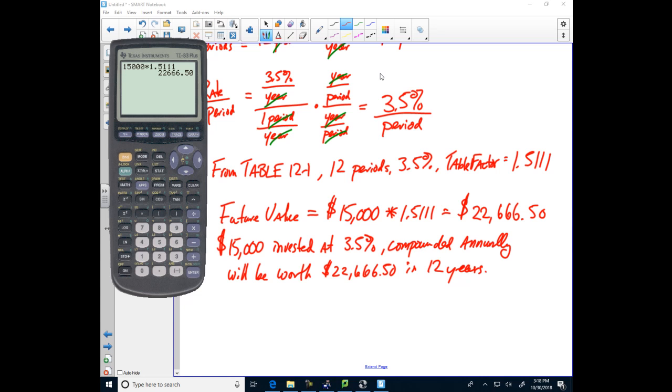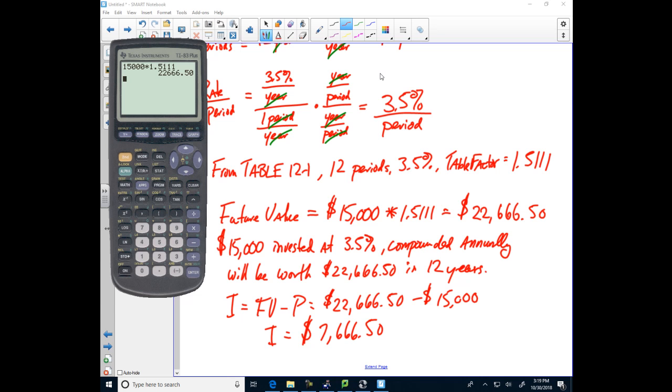And if you want to know the interest, what would you do? The interest is the future value minus the principal. So 22,666.50 minus 15,000. The interest accrued, I think, is the word we want to use, over those 12 years is $7,666.50.